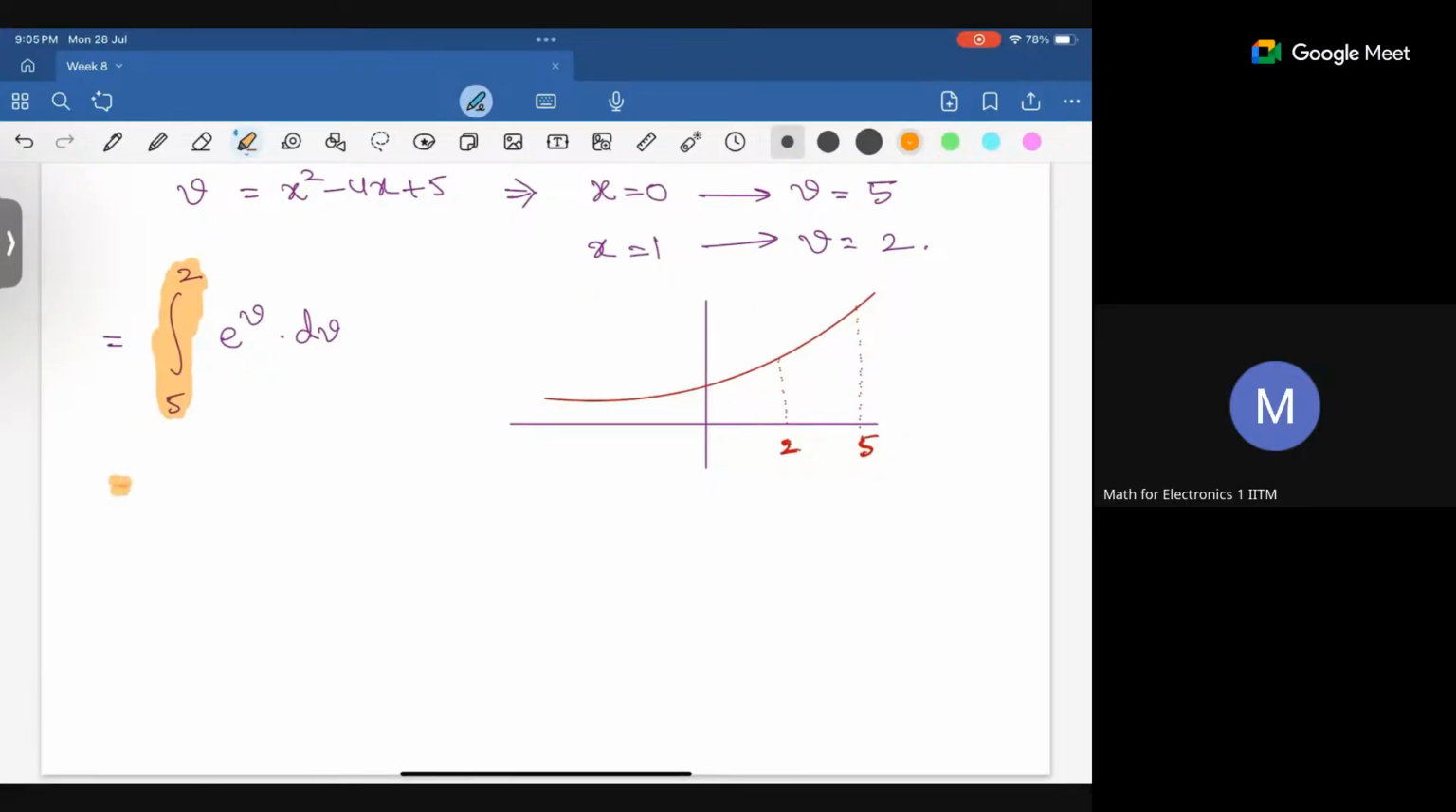Okay, so if I substitute the limits, I'll get e power v, and the limits are 2 and 5. And this will be e square minus e power 5. If you compute e square minus e power 5, it comes out to be negative, right? So negative something, because e square is lesser than e power 5. Let me also show you guys.